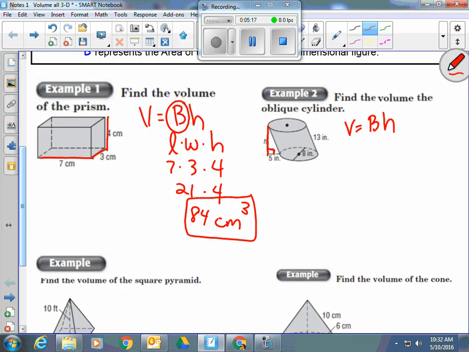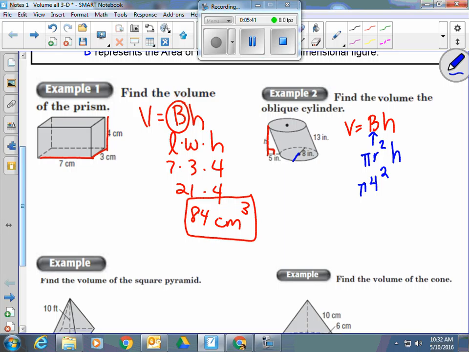What shape is my base? A circle. So what's the formula for area of a circle? Pi r squared. Good, pi r squared times the height. What's my radius? 4. 4, very good. 8 is the diameter, so this is going to be pi 4 squared. And what's my height?